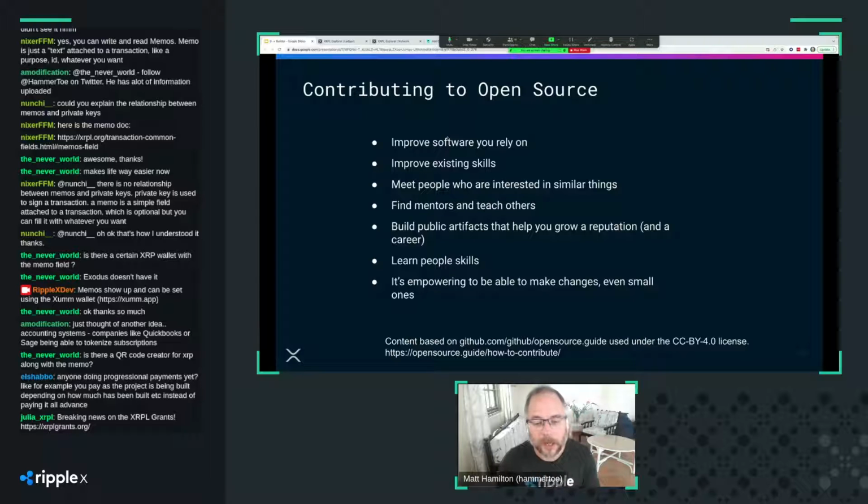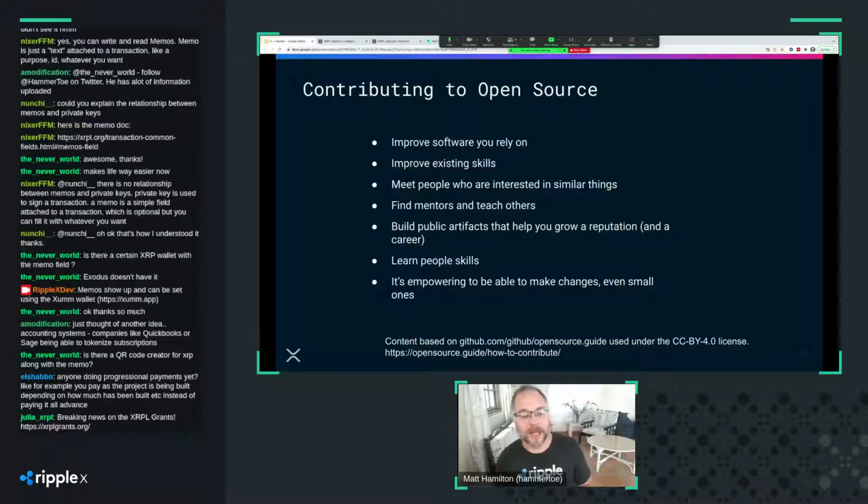Learn people skills. This is another good one. With open source communities, you're dealing with lots of different people, different time zones, different languages, different ways of working. Sometimes there's conflicts that need resolving. So, it's a good way of learning the skills that you'll quite often be using later in life or you're using within the workplace.